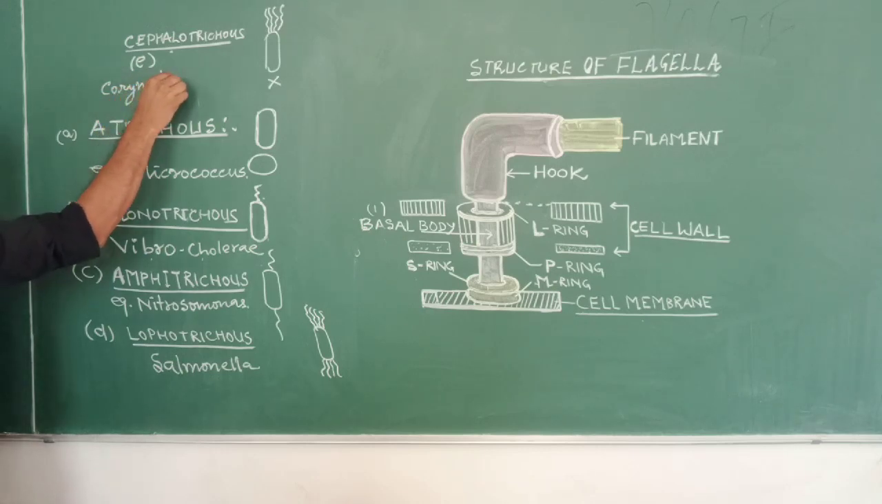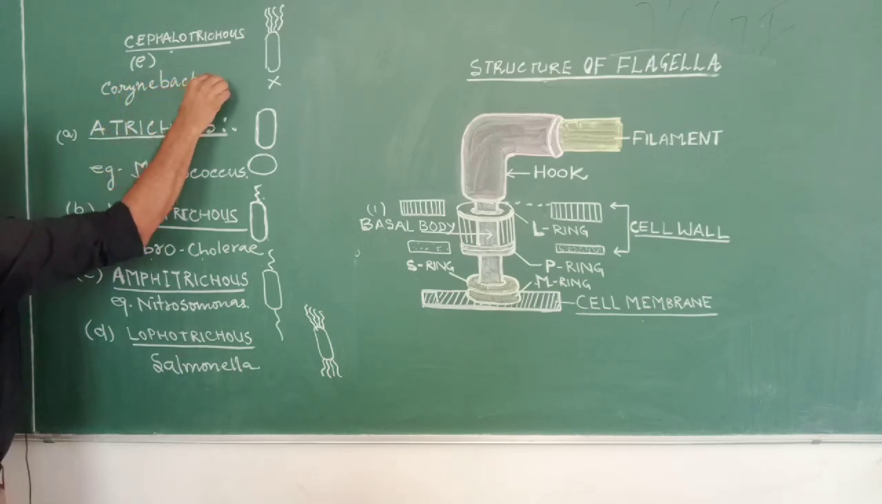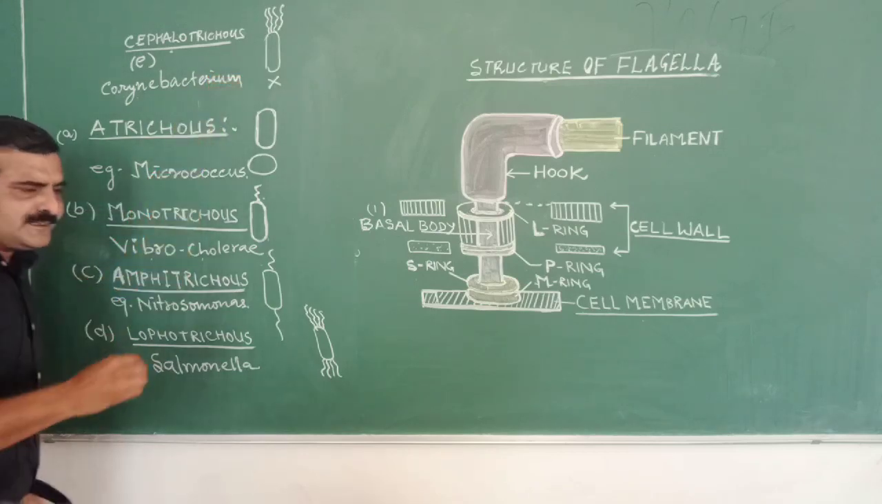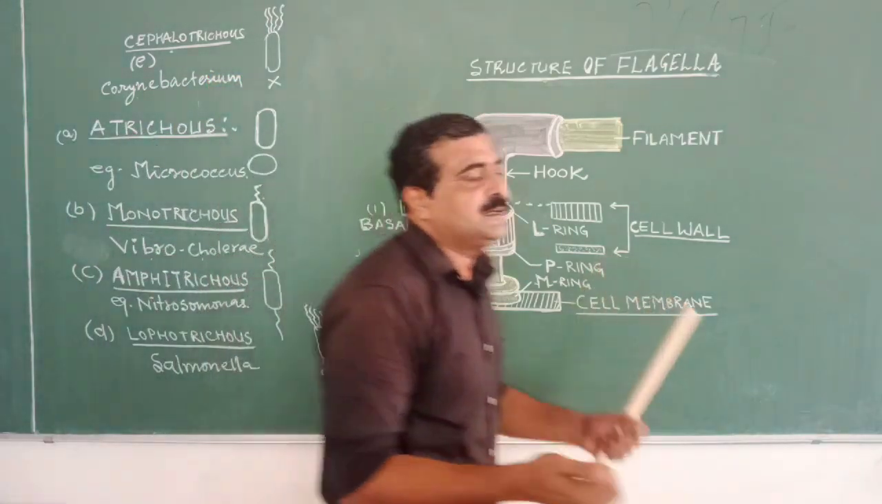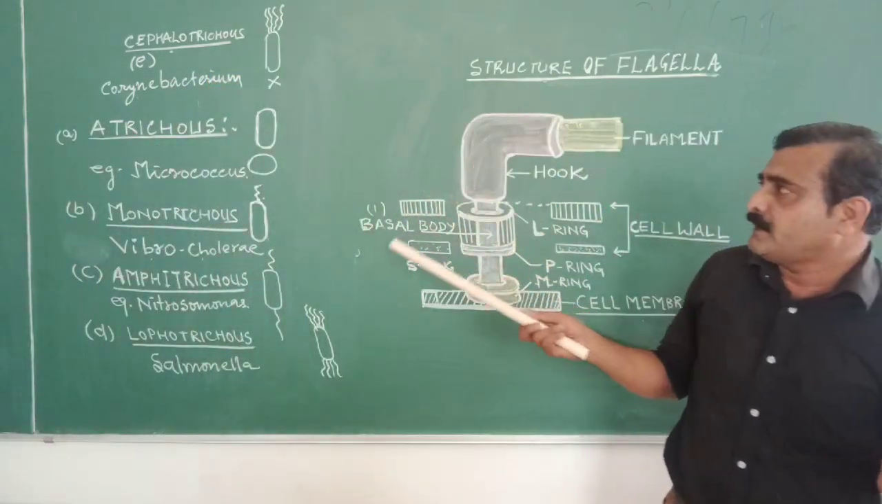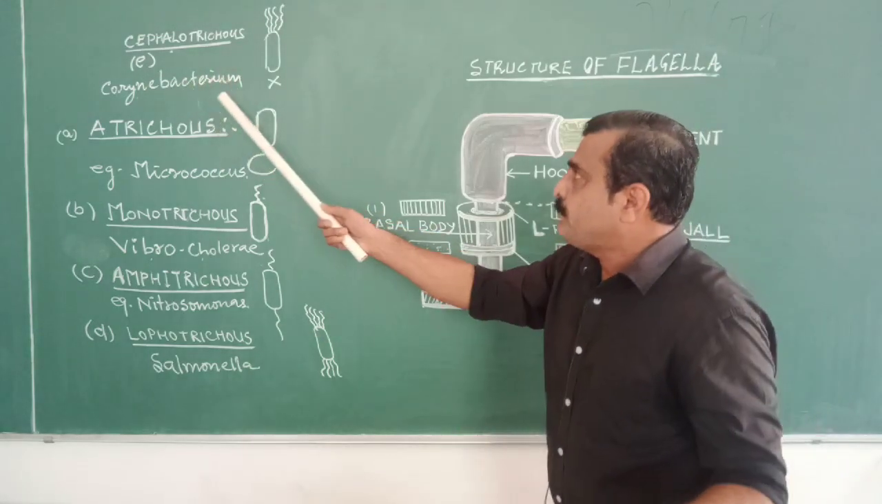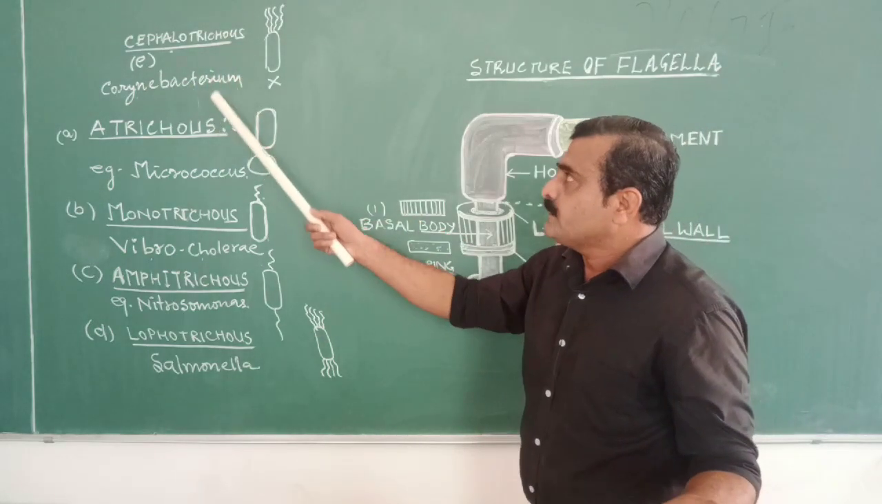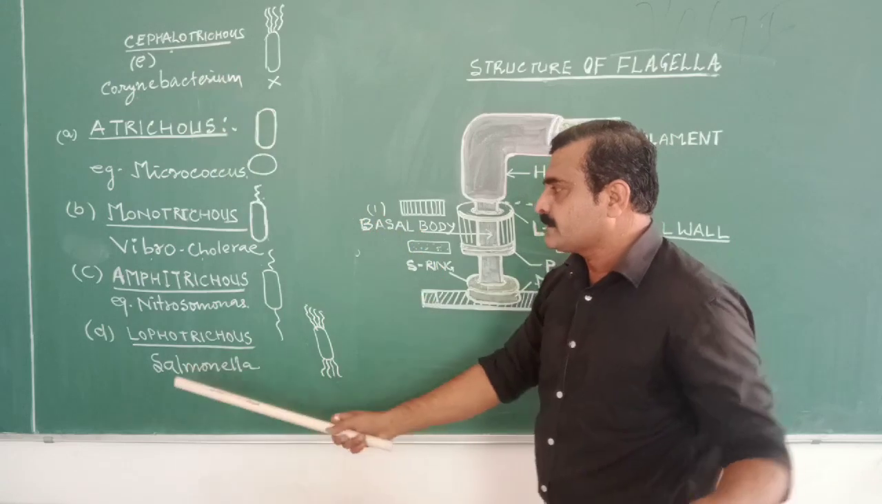Coryne bacterium. This is the Corynebacterium diphtheriae. The Corynebacterium is an example of cephalotrichus.